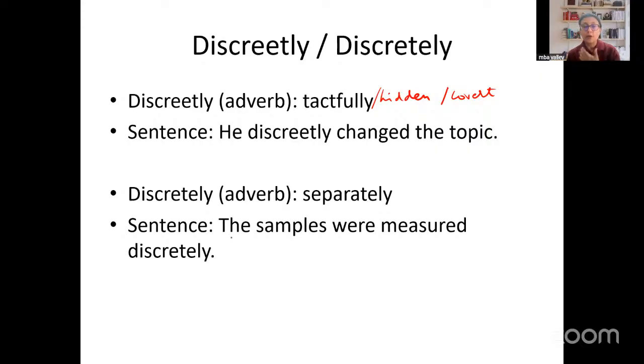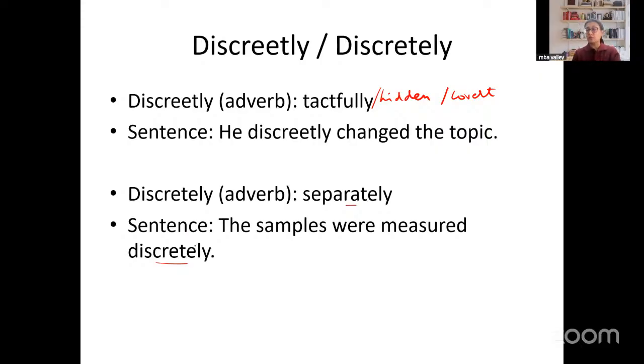Or the documents are hidden discreetly in the study, which means they are hidden in a fashion where nobody can find them. While the word discrete with a CRETE means separately, alag-alag. The samples were measured discretely. When you go to a library, the books are kept discretely, isn't it? They are either kept in alphabetical order, and then they are kept in which genre it belongs to, which subject it belongs to.